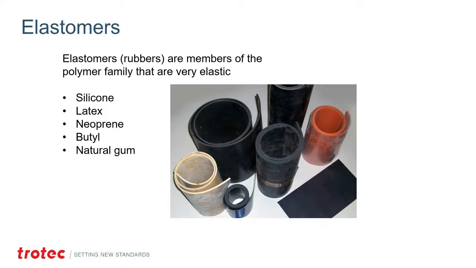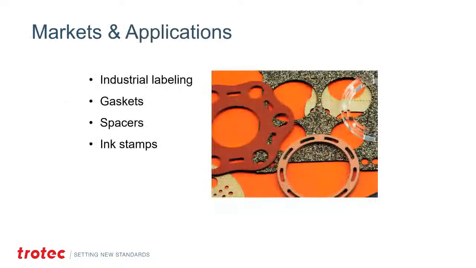more for this industry. Common elastomer rubbers are members of the polymer family that are very elastic: typical silicone, latex, neoprene, butyl, natural gum type rubbers. Most rubbers are going to be laser friendly. They engrave, they cut. They don't really mark, because you do produce a little bit of depth into it. Industry has used them for rubber stamps for years, but also for cutting out materials like industrial labeling, gaskets, spacers, and of course stamps as well.